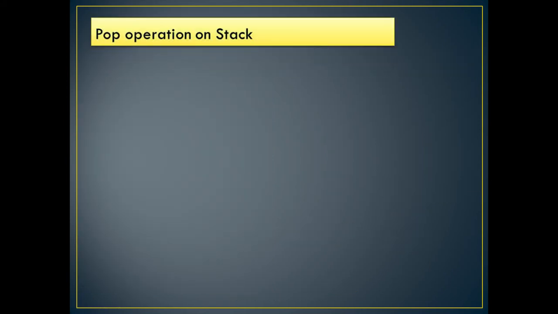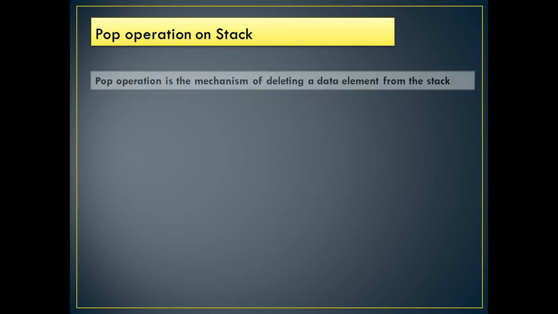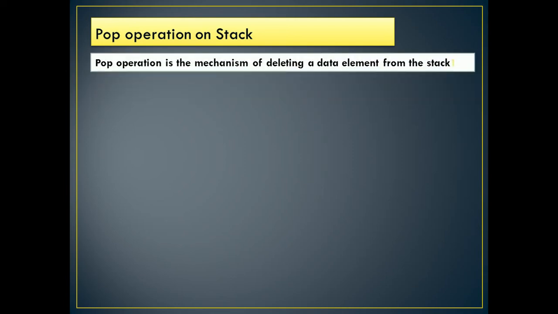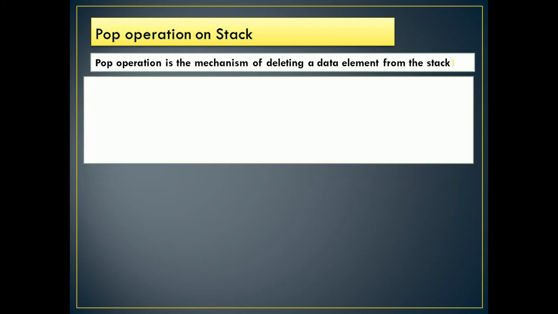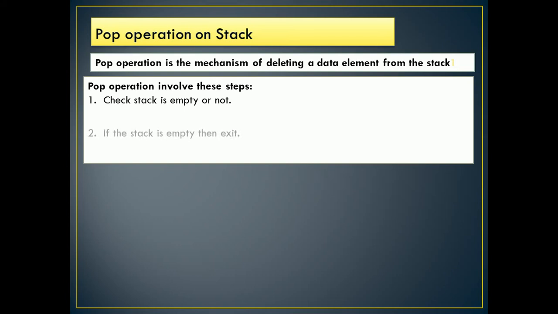Now the second operation on the stack is the pop operation. The pop operation is a mechanism of deleting a data element from the stack. When you want to delete some data from the stack, that time you require the pop operation. Deleting an element from the stack means the element that was inserted last will come out first. This is the stack strategy, because the stack follows a specific order, that is last in first out.